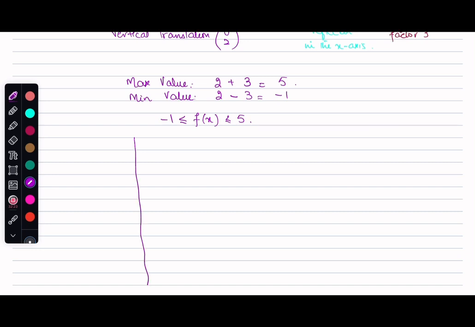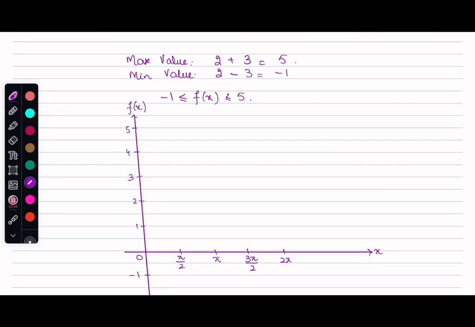So with respect to the range, I have sketched the axes values 0, pi by 2, pi, 3 pi by 2, and 2 pi. And also I have my y values, the function values on the graph. So starting from negative 1, it should go up to 5. So this is what I have on the function axis here.